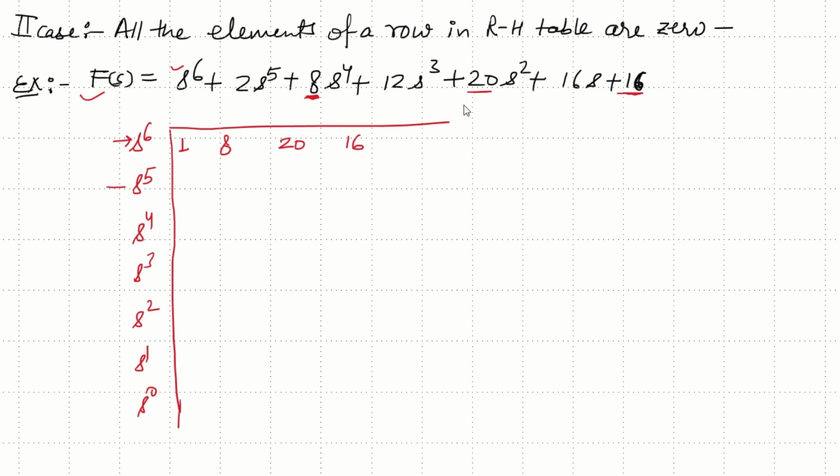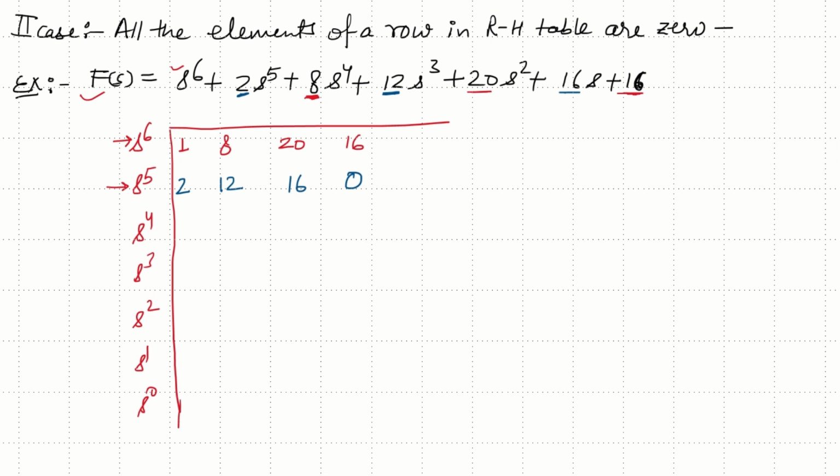Next, the coefficients of the row s to power 5. The first element will be 2. The next coefficient is the alternate one, which is 12. The next alternate coefficient is 16. The next coefficient is not there, so we will assume it to be 0.